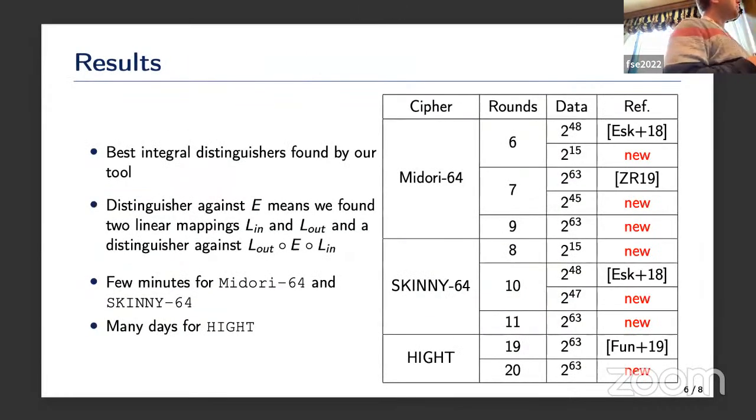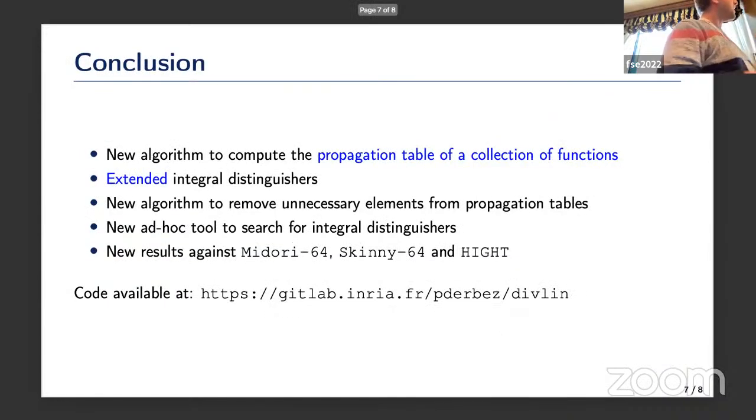We applied this tool against 3 ciphers, Midori 64, Skinny 64, and HEIGHT, and we found many new integral distinguishers against those ciphers. So you have all the results here. In particular, we also found many integral distinguishers with low data complexity by setting the input of many super S-boxes to constant. So that's all in 5 minutes.